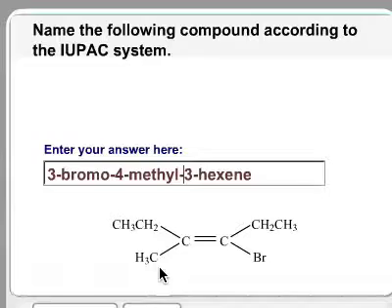3 hexene. So, longest chain, 6 carbons. It has a double bond. That's the ene ending. The double bond has to be identified as to where it is, and it gets the lowest number, and that's carbon 3. At carbon 3, I also have a bromine group. It comes first because of alphabetization. And on carbon 4, I have a methyl group. 3 bromo.